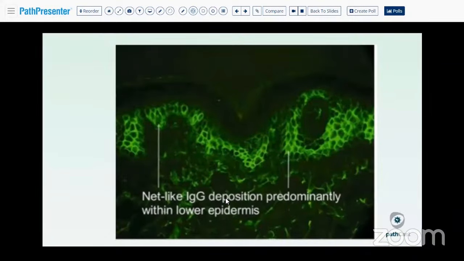This is the immunofluorescence that we see characteristically with pemphigus. And you see that net-like deposition of IgG, or chicken wire. It's an intercellular deposition because, again, the antibodies are directed against those desmosomes connecting all those individual keratinocytes, and it's predominantly in the lower portion of the epidermis that we see it, compared to pemphigus foliaceus, which we'll see later on, which is the higher portion of the epidermis.